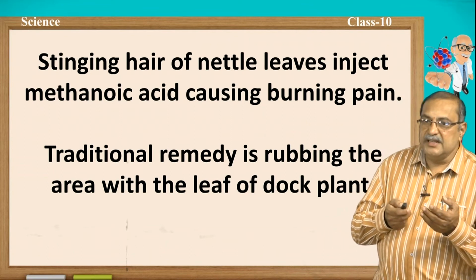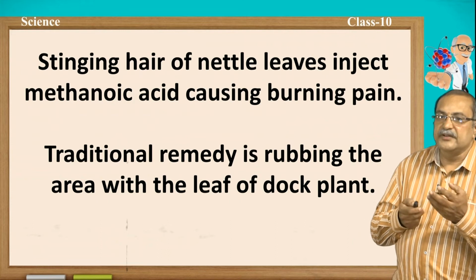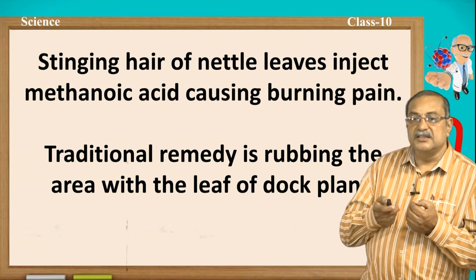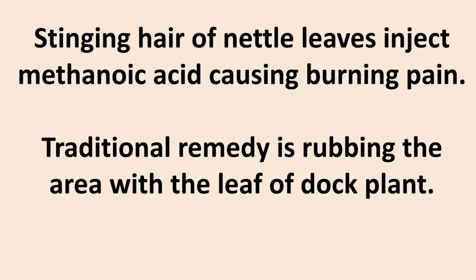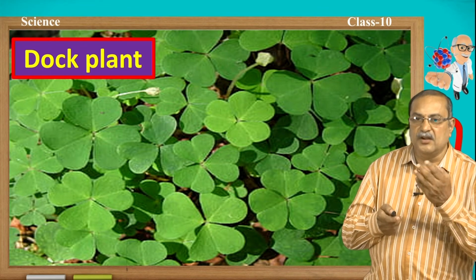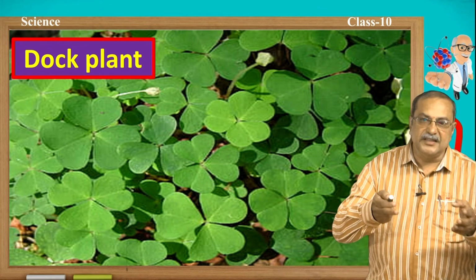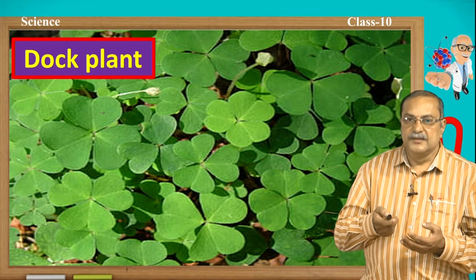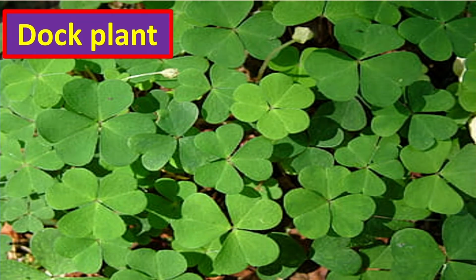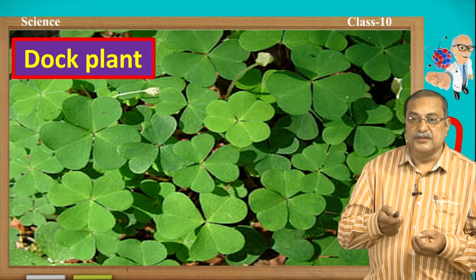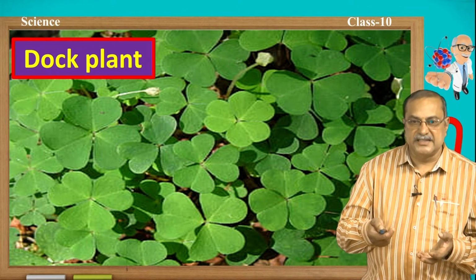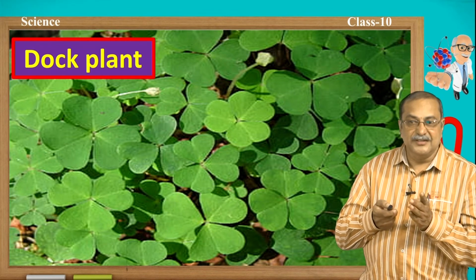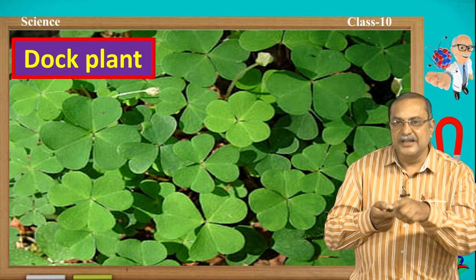There is a traditional remedy for this also. The traditional remedy is rubbing the area with a leaf of the dock plant. This is the image, it is called the dock plant. Nearby the nettle plant, in the surroundings, it will grow. This is a common weed we can see in this area. If you take the leaves of this plant and rub them on the place where the nettle plant has stung, it will give relief. It contains some base that may neutralize the acid. I think you understood what the remedy can be. You can search for the remedy near the plant itself.